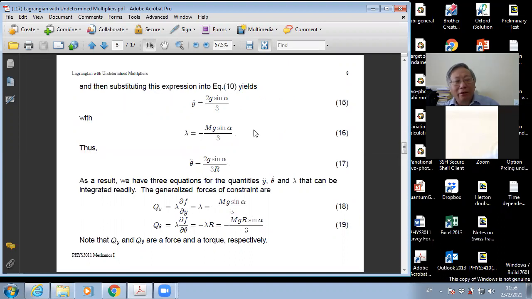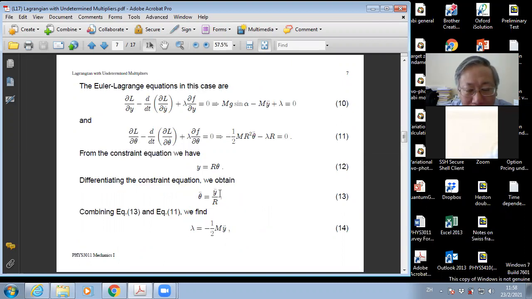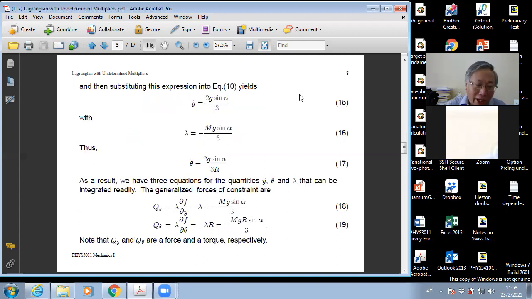Once the y double dot is known, we can determine lambda according to equation 14. Right? And also, since y double dot is known, theta double dot is known as well by dividing y double dot by r. Okay, so we have an equation in y double dot, an equation in theta double dot, and an expression for the Lagrange multiplier lambda. All right. As a result, we have three equations for the quantities y double dot, theta double dot, and lambda that can be integrated readily.